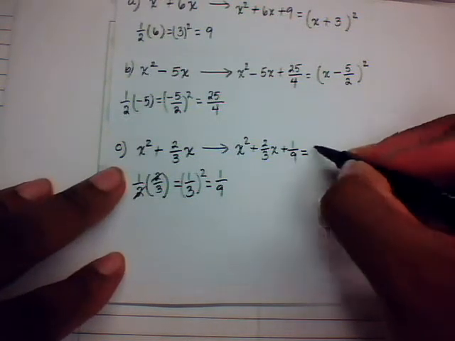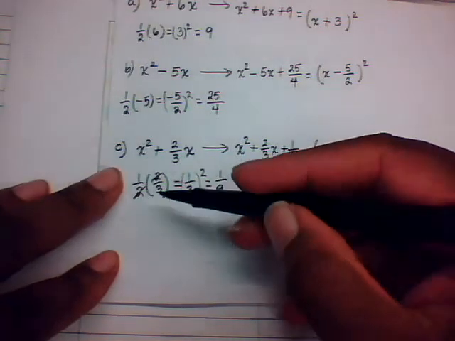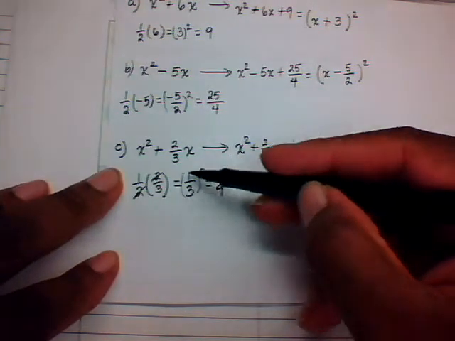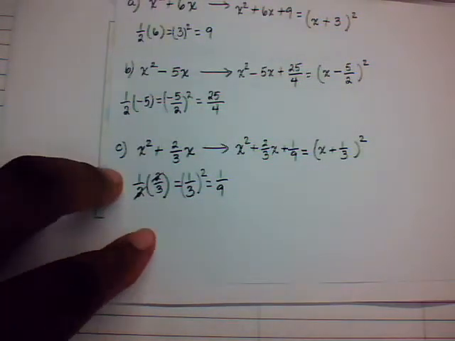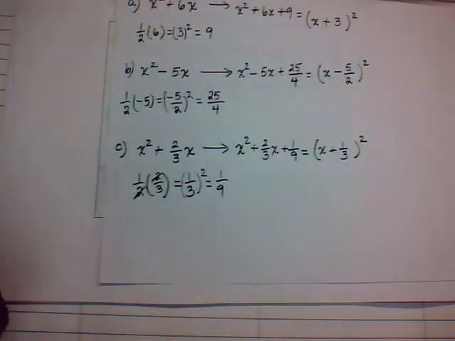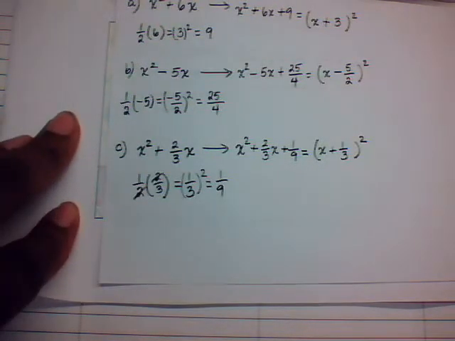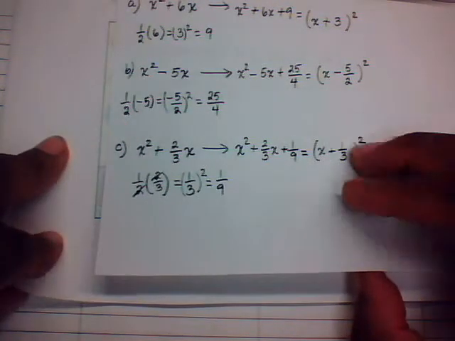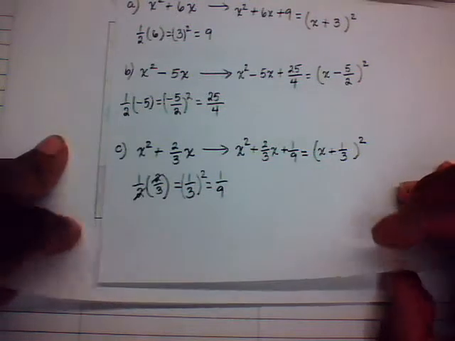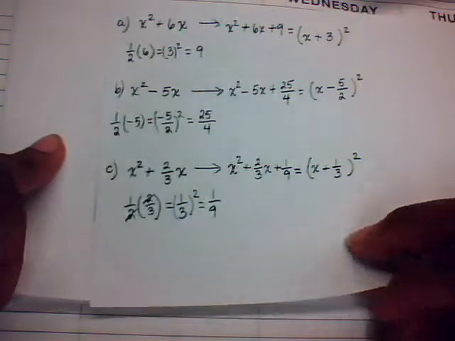And this can be factored into, we know we're going to have an x. Now we took 1/2 of 2/3, that gave us the 1/3. That 1/3 would go here as plus 1/3. So here, x squared plus 2/3 x plus 1/9 will factor into x plus 1/3 quantity squared. Okay. So that's how you use the concept of completing the square to come up with your perfect square trinomials, because you'll be applying that to quadratic equations where you have to use the perfect square.